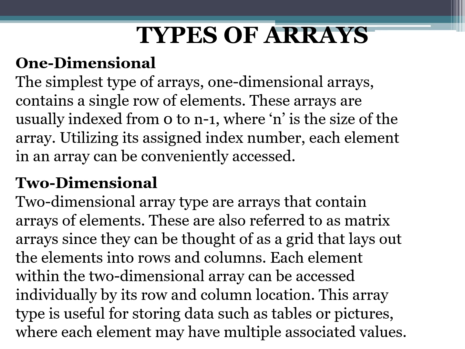Two-dimensional array. Two-dimensional array types are arrays that contain arrays of elements. These are also referred to as matrix arrays since they can be thought of as a grid that lays out the elements into rows and columns. Each element within the two-dimensional array can be accessed individually by its row and column location. This array type is useful for storing data such as tables or pictures.